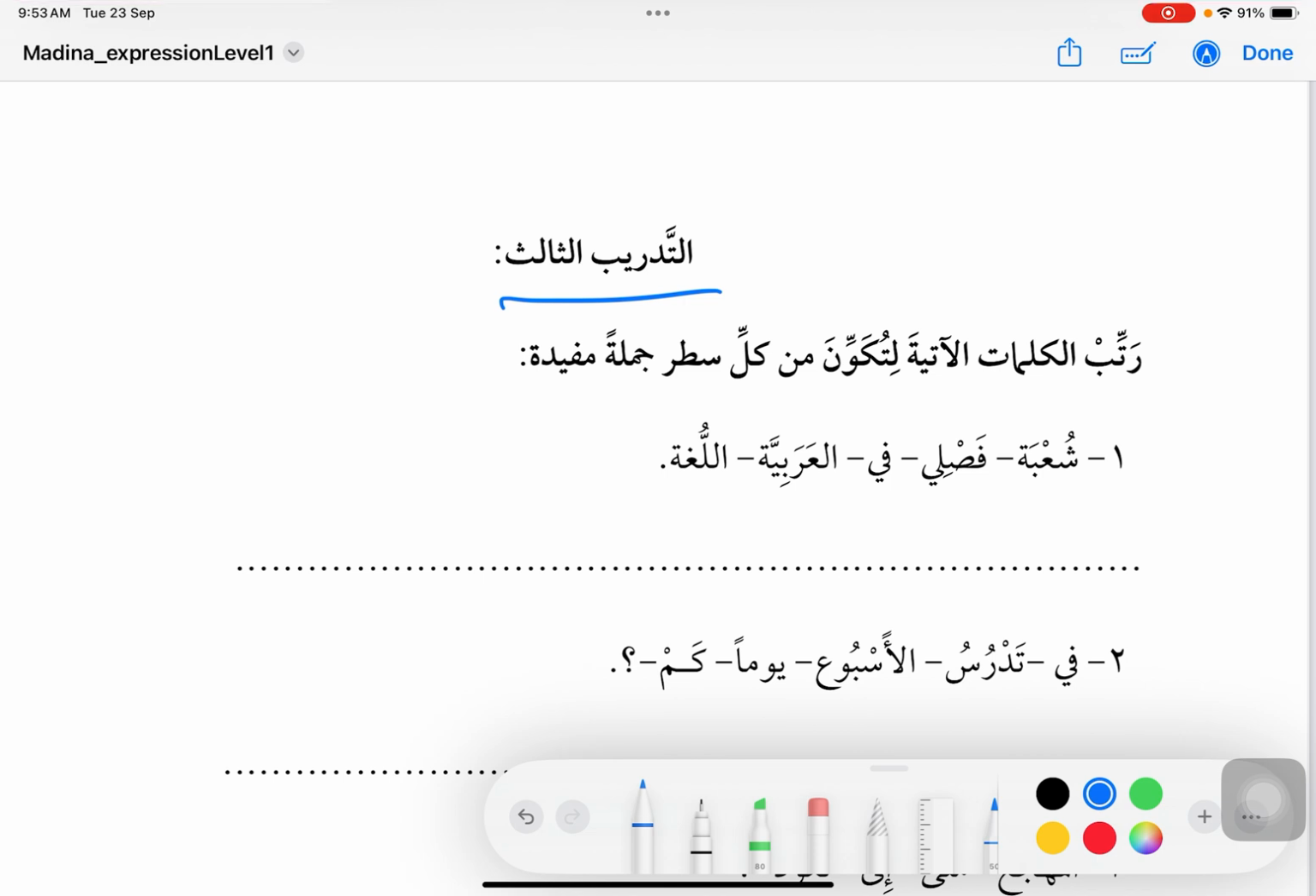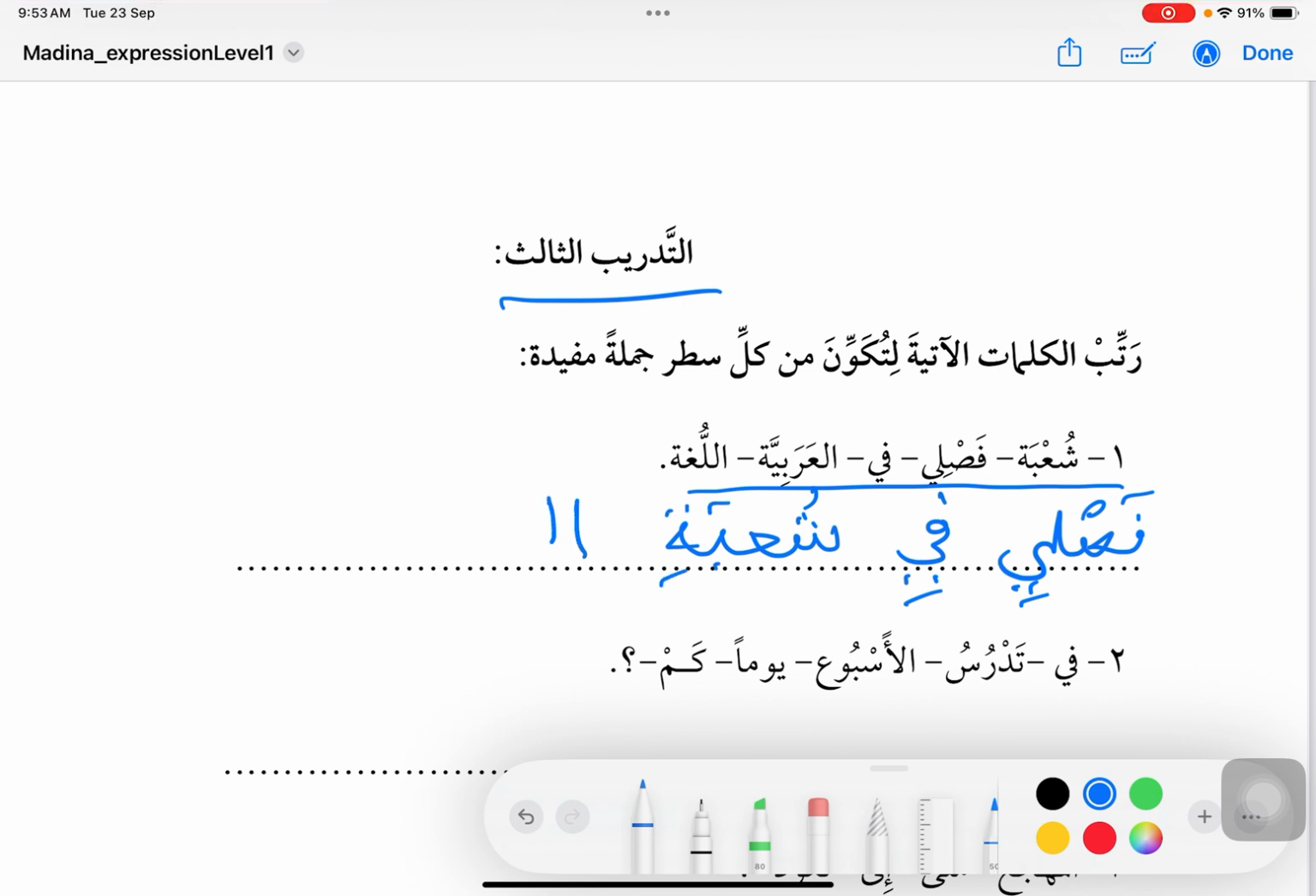التدريب الثالث, the third exercise. So we have jumbled up words here. We have to now form sentences. So we would say here, firstly, my classroom. Firstly, and you can try these before you look at my answers. Firstly, my classroom is في شعبة اللغة العربية. My classroom is in the department of the, or in the division of the Arabic language.